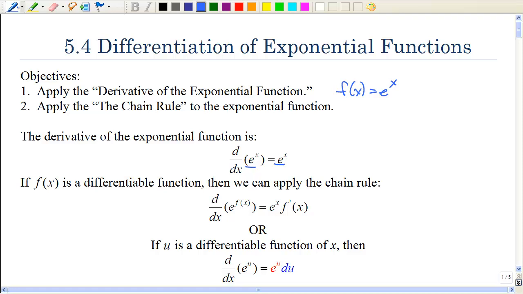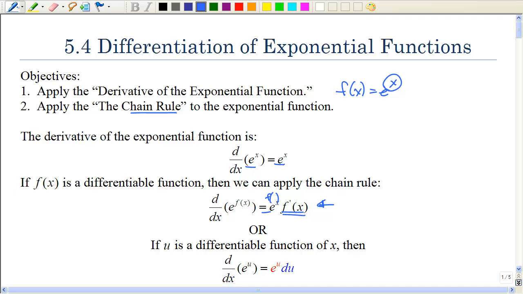However, it can get harder because you're not always going to have x as the exponent, so we're going to have to use the chain rule. Your book writes it in terms of f of x. If you have e raised to a function of x, then you get back e to the f of x, multiplied by the derivative of the exponent.